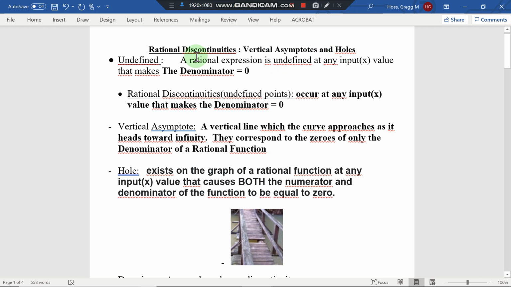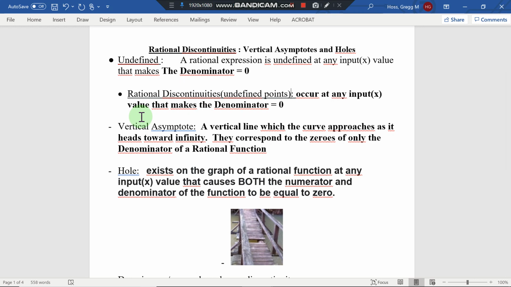So let's talk about what rational discontinuities are, and we'll start out by defining what makes a function undefined. A rational function is undefined at any input or x value that makes the denominator equal 0. We'll show you how that works here in a minute. But continuing on, rational discontinuities or undefined points occur at any input or x value that makes the denominator equal 0. So today we're talking about vertical asymptotes and holes.